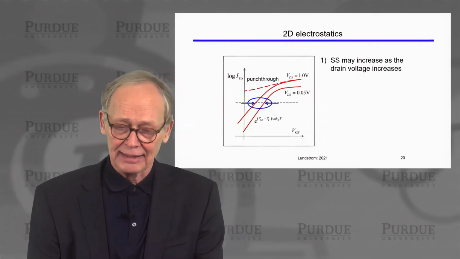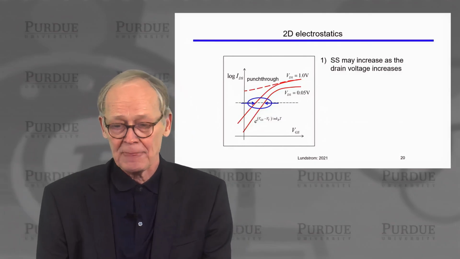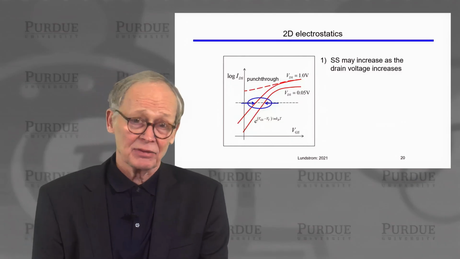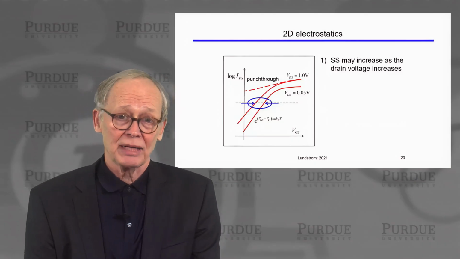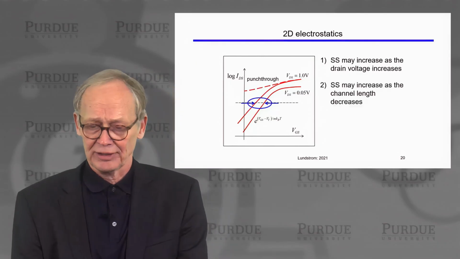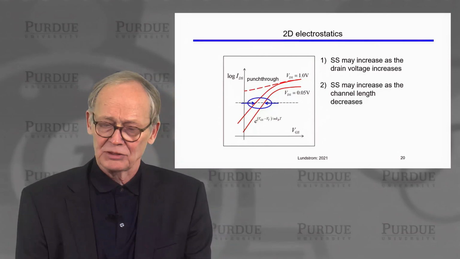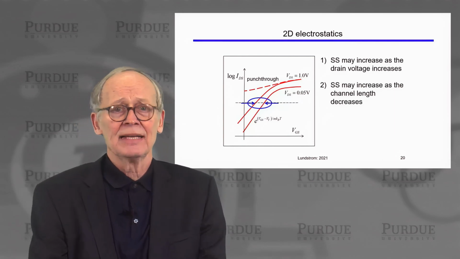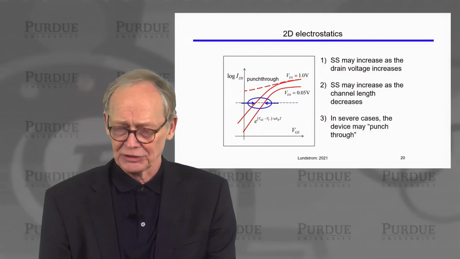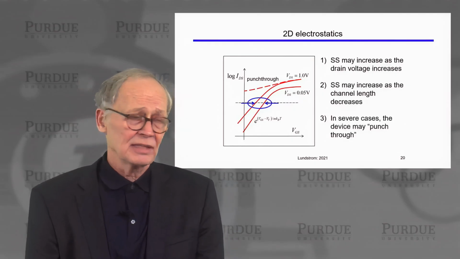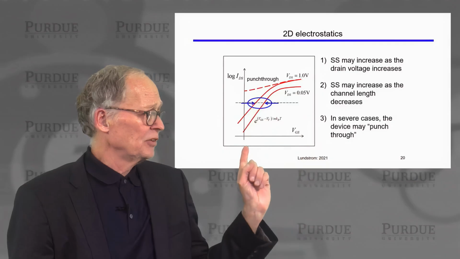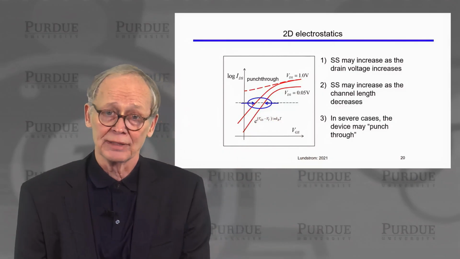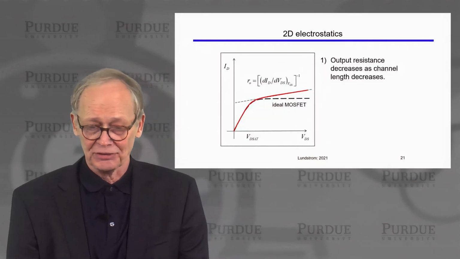Now things can get very bad. The subthreshold swing may also increase as the drain voltage increases. Even in a fully depleted ultra-thin body structure, that's not a desirable characteristic. The subthreshold swing may increase as the channel length gets smaller. So things get worse and worse as the channel length shrinks. That's not a desirable feature. And in severe cases, the device might punch through. And that means that even if we don't apply a voltage to the gate, significant amounts of current may be flowing. That's not a desirable feature for a transistor.